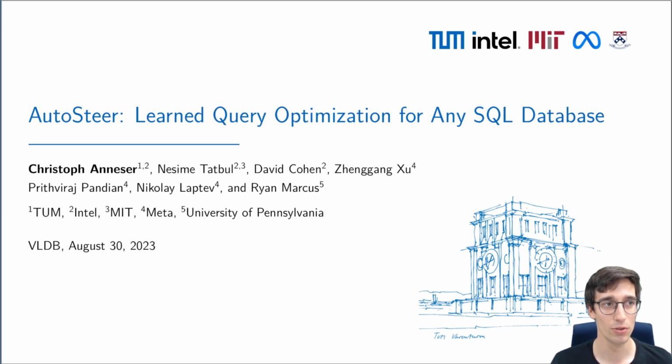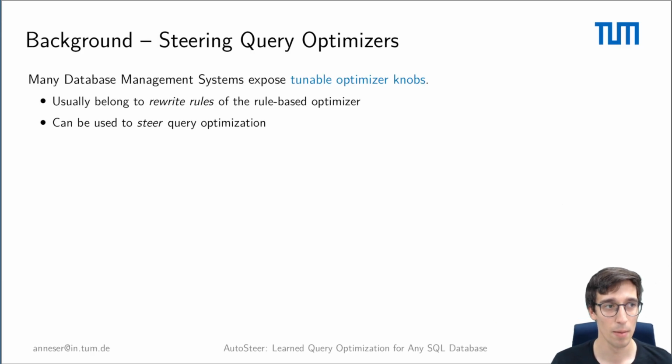Today, I would like to introduce AutoSteer, a new framework that enables learned query optimization for almost any SQL database. But first, let's clarify some background and discuss what steered query optimizers are. Database systems usually expose a variety of tunable optimizer knobs, and these knobs often belong to rewrite rules of the rule-based query optimizer. Therefore, these knobs can allow us to change the query optimization of a query from the outside without modifying the database system itself.